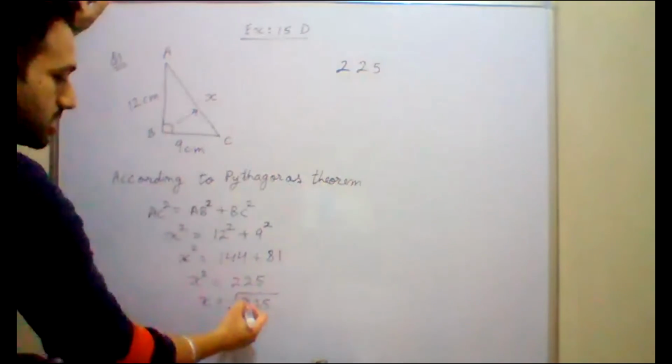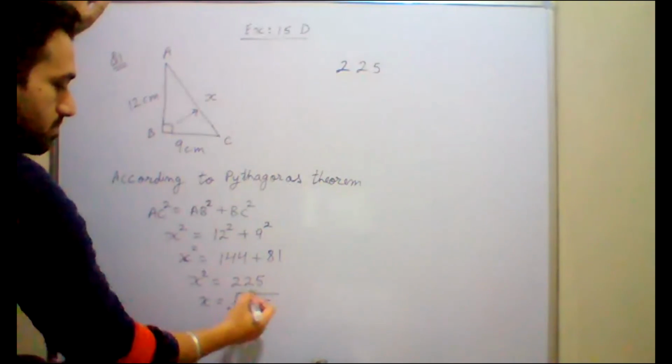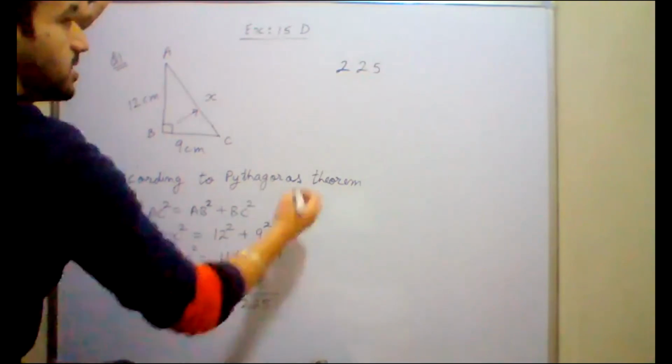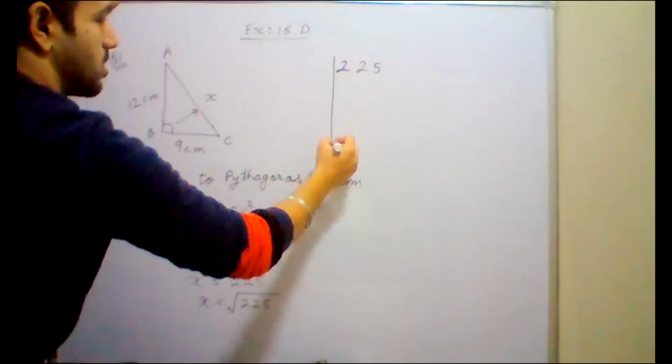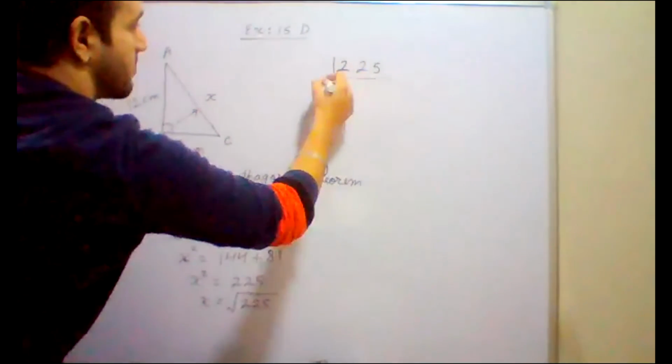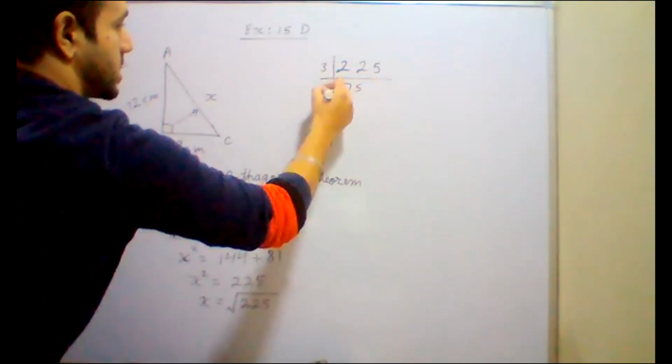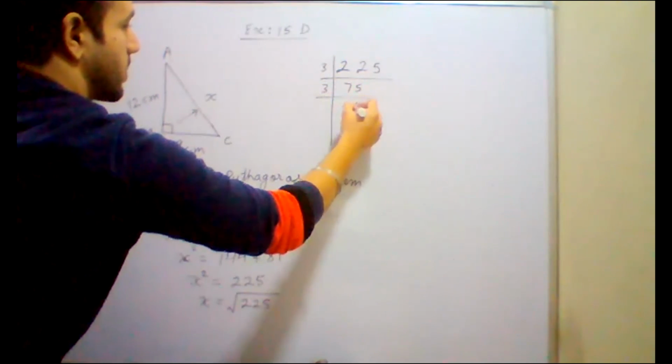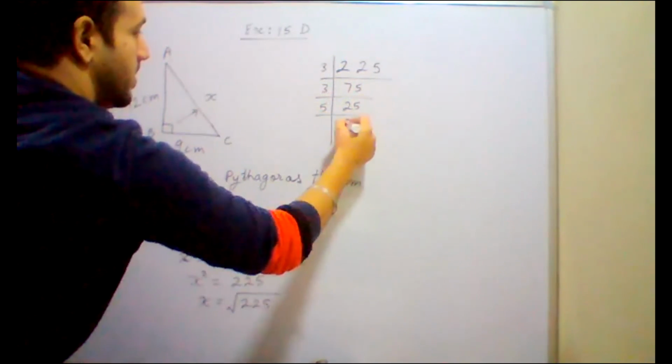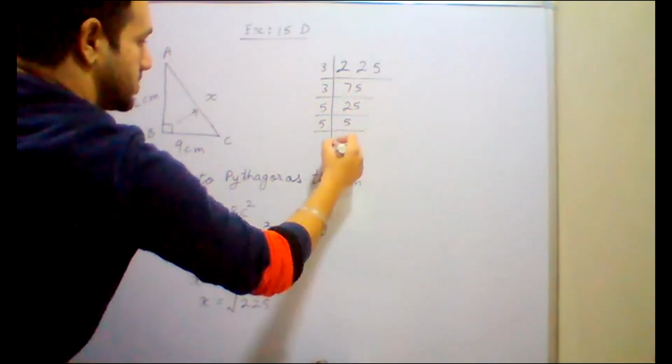First of all, this is the symbol of square root. Okay. So how do you find the square root of a number? You do the prime factors of that number. Do the prime factors: 225 divided by 3 gives 75, again divided by 3 gives 25, then divided by 5 gives 5, then divided by 5 gives 1.